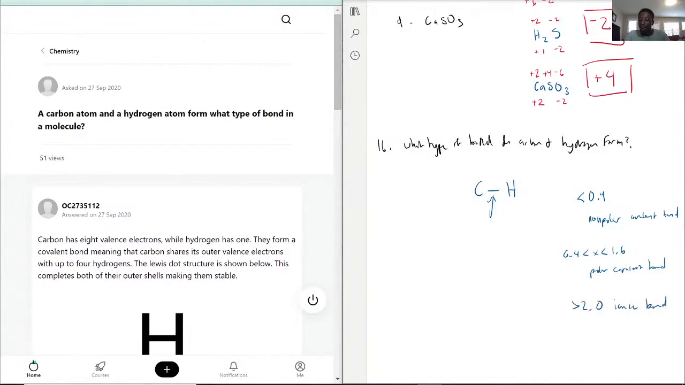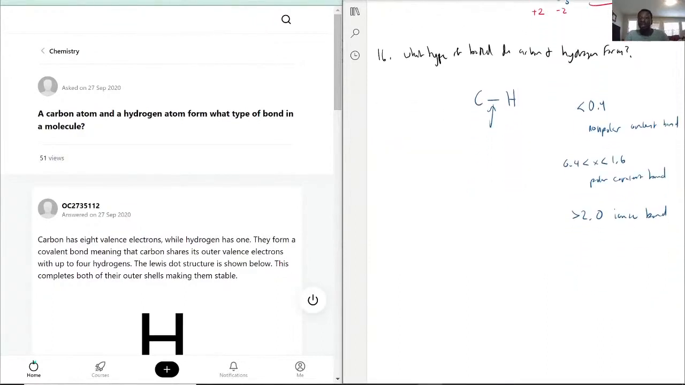And now the caveat is between 1.6 and 2.0. Typically, if it's a metal and a non-metal bonded, that's an ionic bond. And if it's two non-metals bonded and it still creates a value that's quite high, that will still be considered a polar covalent bond. So it usually depends on what type of things are bonded with each other.